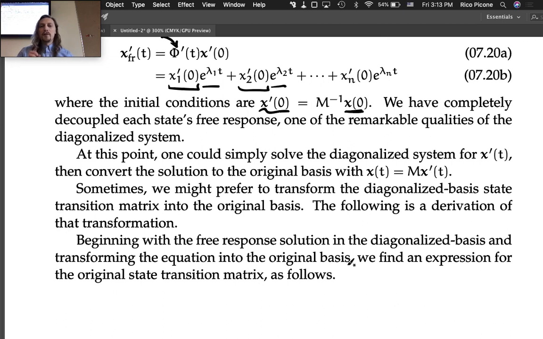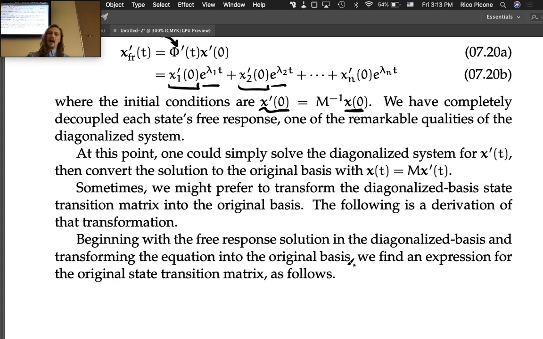Sometimes we might prefer to transform the diagonalized basis state transition matrix into the original basis and use the phi in the original basis. What follows is a derivation of that transformation. What we want to know is how to transform phi prime into phi, so that we can just use the state transition matrix in the unprimed, original coordinates. So that's what we need to derive.